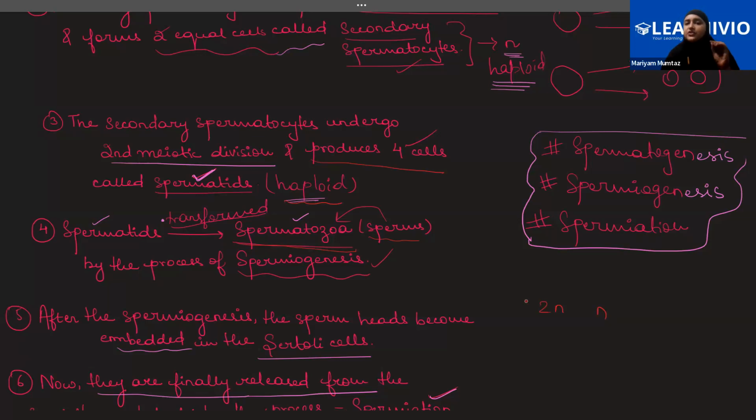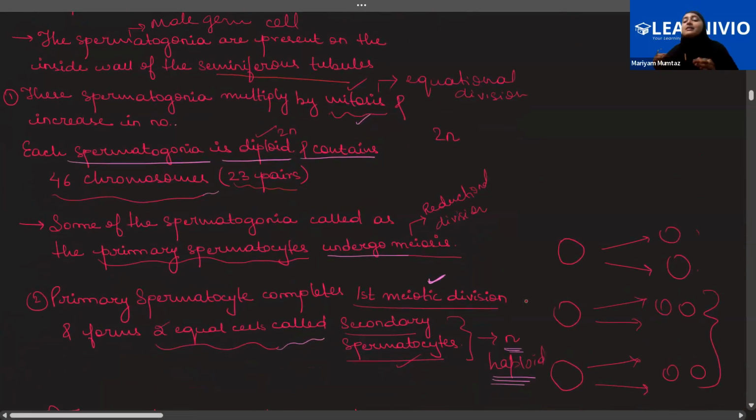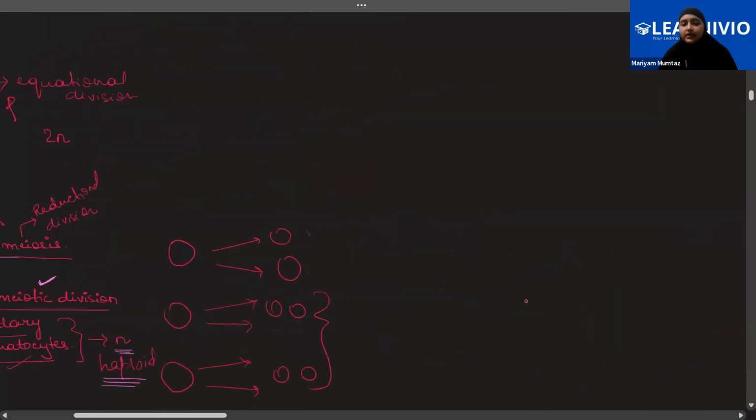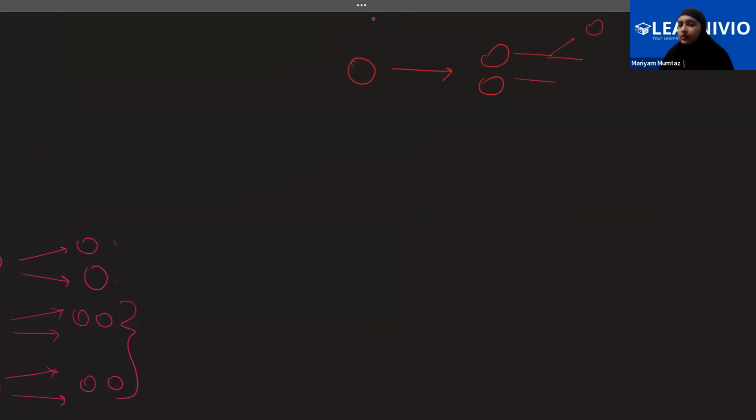Now see, the male germ cell is undergoing mitosis to increase in number. So, for example, if one cell is there, it undergoes mitosis and forms two cells. Then these two cells will undergo mitosis to form two cells each. In that way, the number of cells is increasing. All of them are diploid.